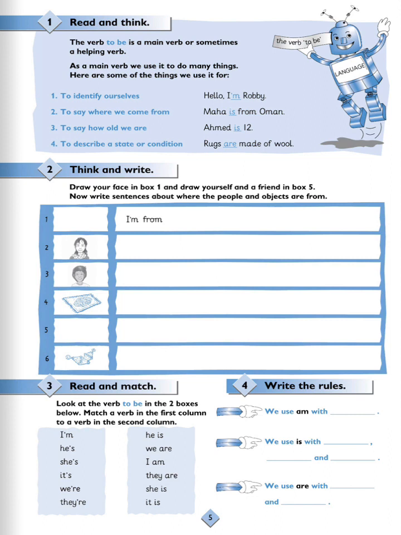Exercise number 2. Think and write. Draw your face in box 1 and draw yourself and your friend in box 5. Now, write sentences about where the people and objects are from. Let's see the answers.